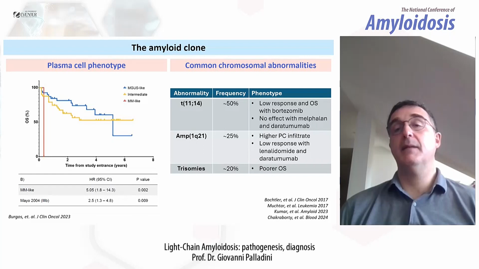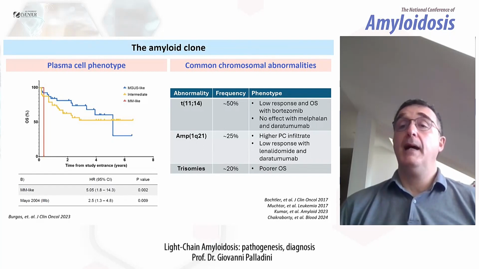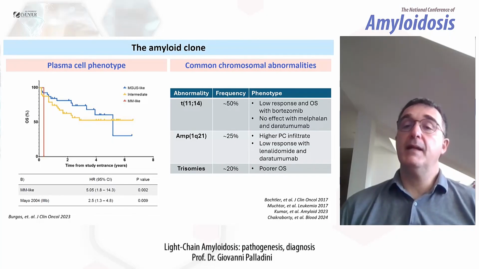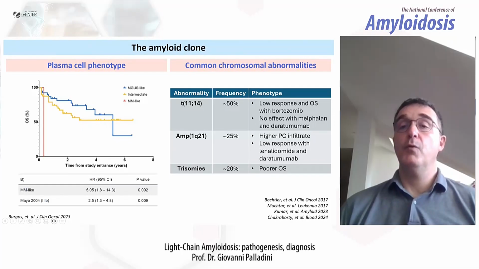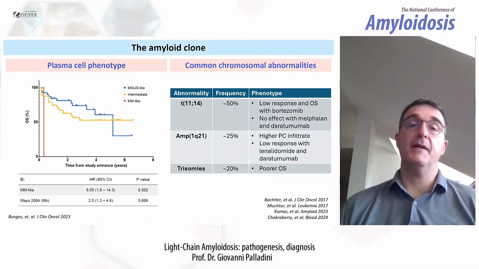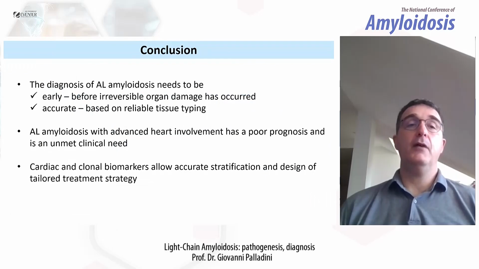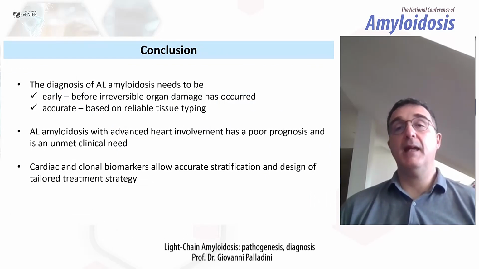Gain 1q21 is seen in approximately 25% of patients. It's associated with higher plasma cell infiltrate and with lower response to lenalidomide and possibly daratumumab. We have conflicting data on that. Trisomies are seen in 20% of patients, and there are some reports that they are associated with poorer overall survival. So I hope I could really set the stage for the presentation by Professor Kastritis.